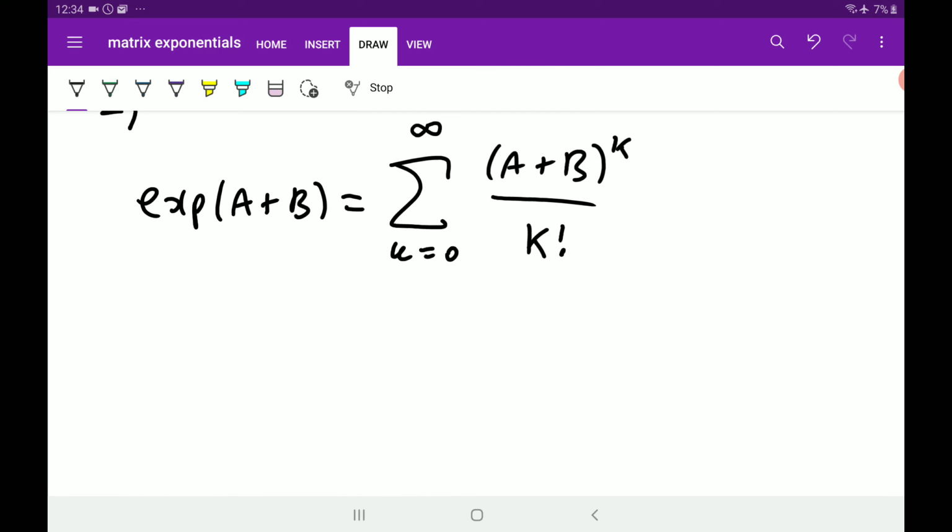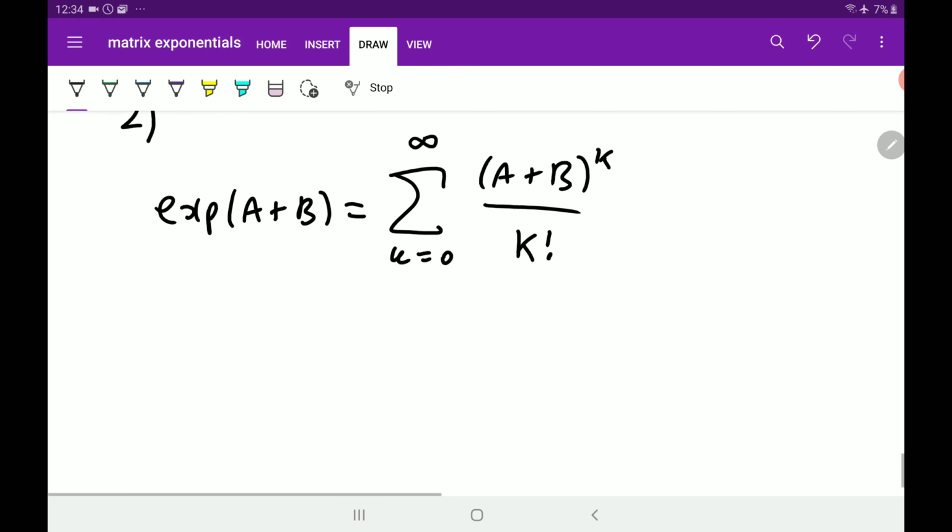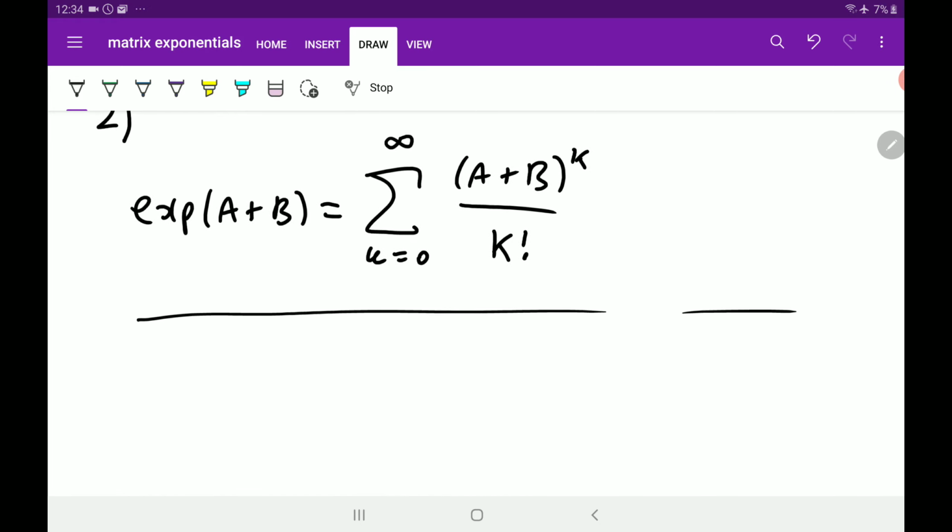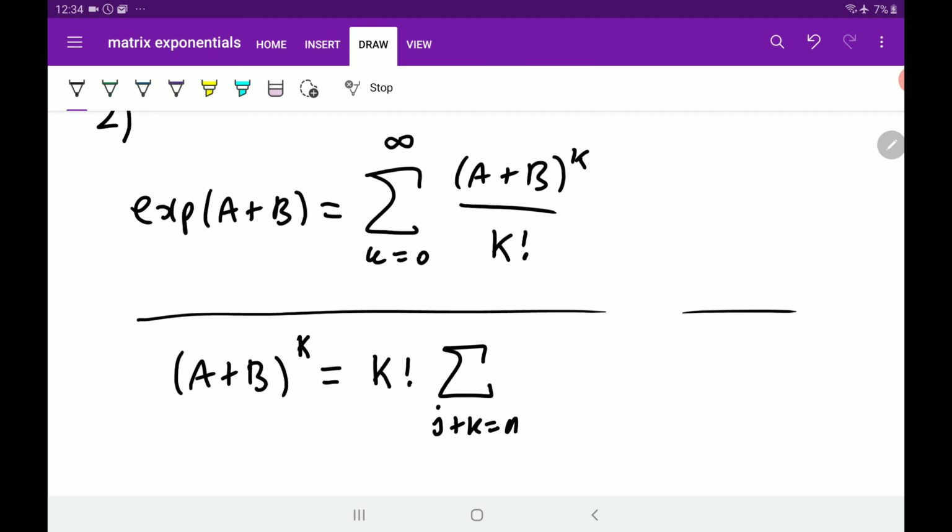Now, we've got that AB is equal to BA. So (A plus B) to the power of k is equal to k factorial times the sum over j plus l equal to k of A to the j over j factorial times B to the l over l factorial. Okay, why is this the case?